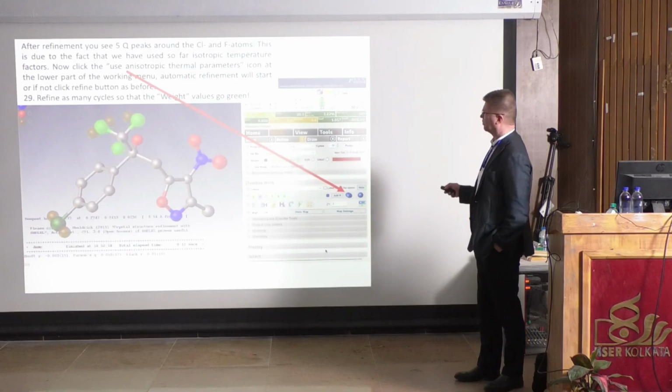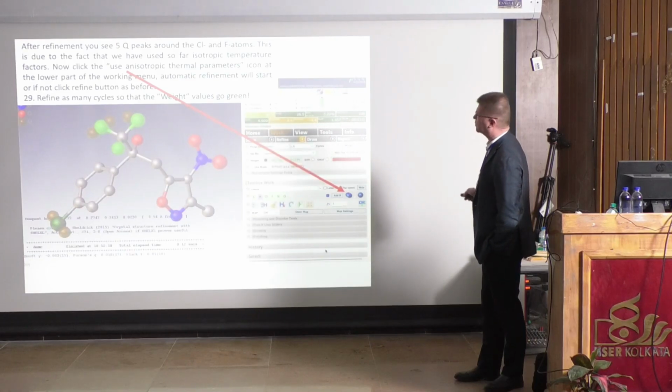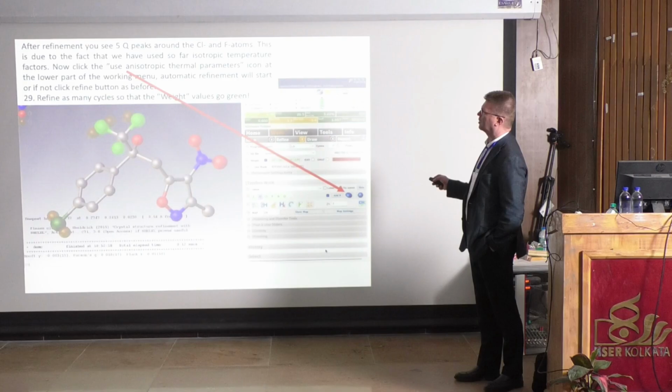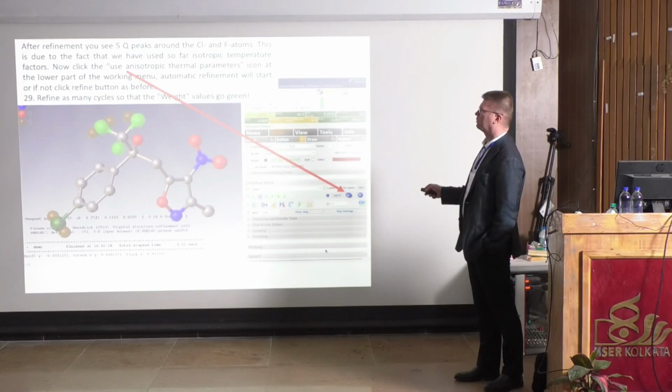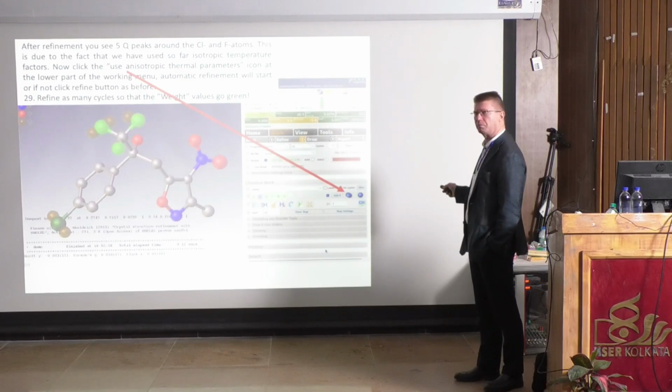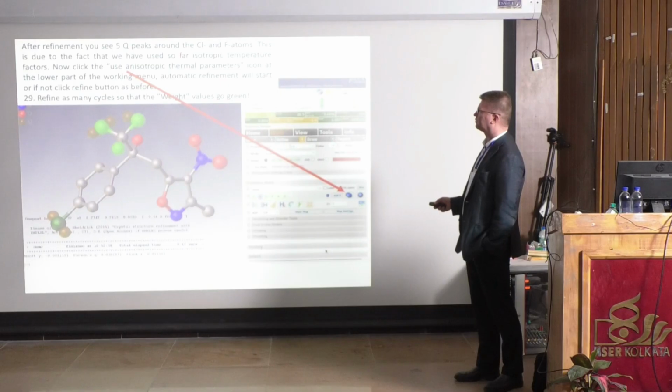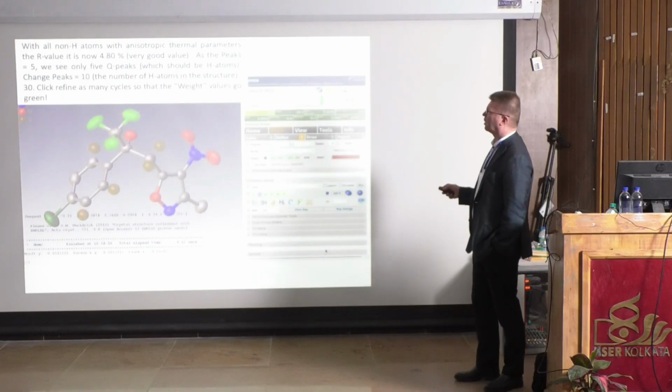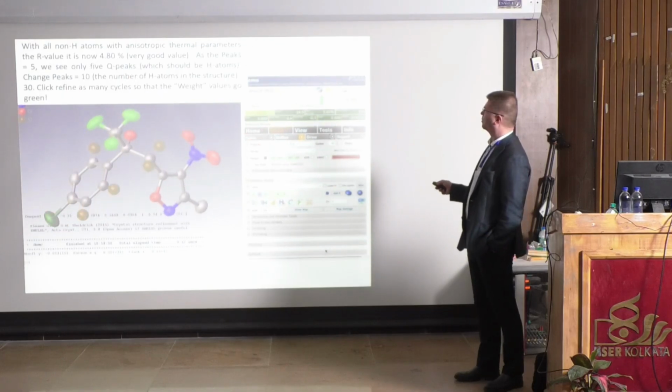So what we have to do is go here, there's a nice knob in here, use anisotropic thermal parameters. So we click this, and now we refine as long as the weight, which is here now, is green. It will turn orange, but we will refine it as long as it's green. The green color is here. We can see a lot of green now already. So we do this, and now, look what happens.